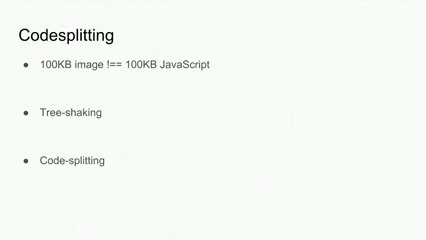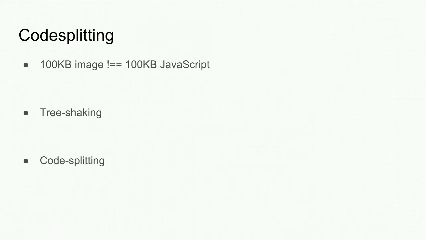The third and final implementation which we'll look at is code splitting. Something important to note is that 100 kilobytes of image are not equivalent to 100 kilobytes of JavaScript. After the JavaScript is downloaded, it needs to be parsed, it needs to be evaluated. You can see this inside the main thread, inside the performance tab, and it needs to eventually run. So there are two implementations which can improve your JavaScript parse time, and these are tree shaking and code splitting.